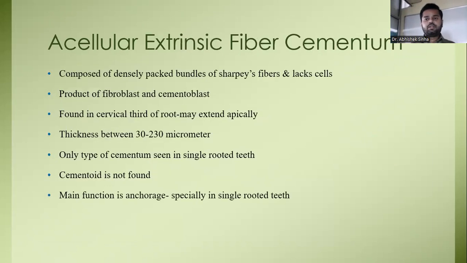Acellular extrinsic fiber. Cells are not there, but fiber is there. What is extrinsic fiber? I have just now told you extrinsic collagen. What is the source? It is fibroblast. So it is composed of densely packed bundles of Sharpey's fibers. It's a product of fibroblast, mainly fibroblast. Thickness increases to 30 to 230 micrometers.